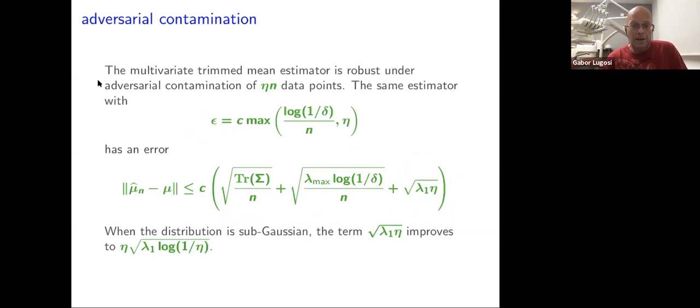Okay, and again we have the same kind of improvement if the distribution is sub-Gaussian, when this square root of eta term can be replaced by something that's almost like eta. Okay, for sub-Gaussian distributions. And again, the proof is the same with contamination or without contamination. So this comes basically for free.